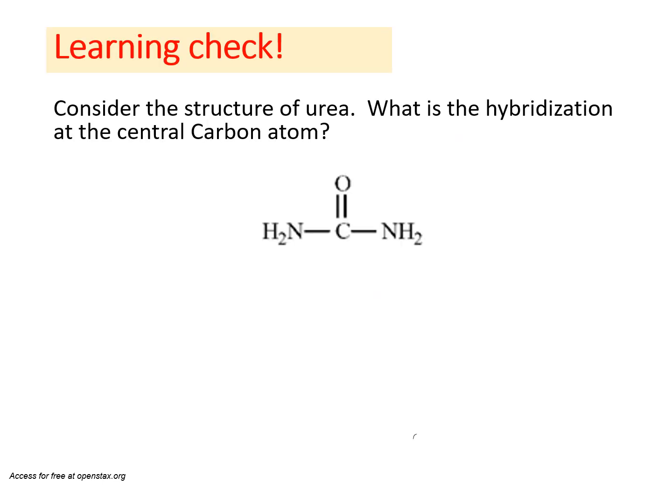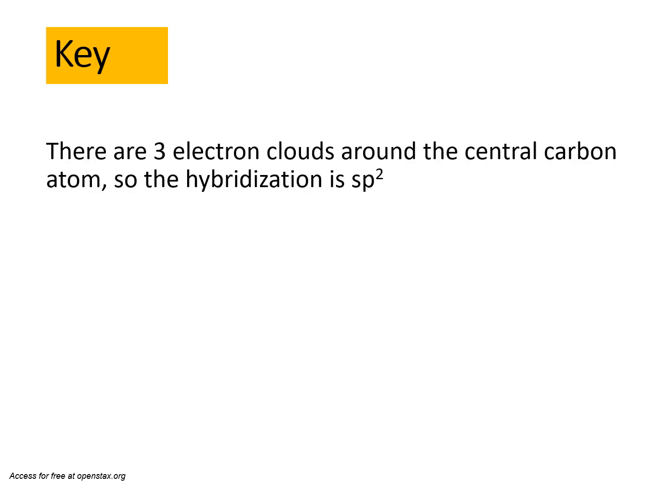One more question. Consider the structure of urea. What is the hybridization of the central carbon atom? This is the central carbon atom. So you can again count the electron clouds. This is 1, 2, 3. So remember that three electron clouds means it has to be sp2. So the carbon atom here is sp2 hybridized. So here is the key to the previous question: how many electron clouds are there in the carbon atom in urea? It has three electron clouds, and the hybridization is sp2.